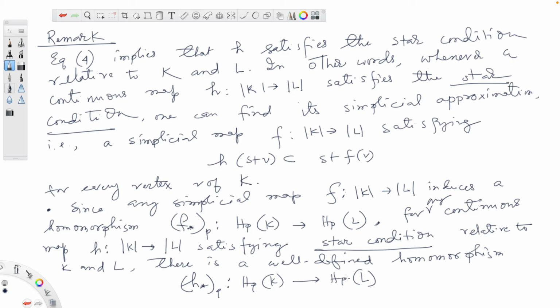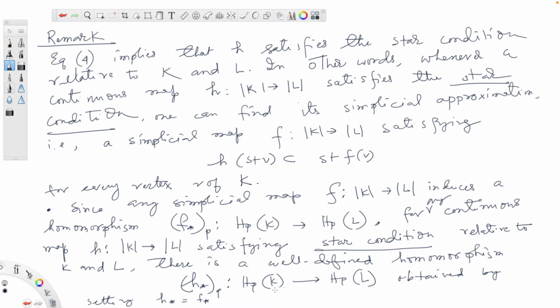Okay, so it tells us that in the case when h is just a continuous map satisfying the star condition relative to K and L, we can also induce a group homomorphism at the level of the homology groups, which is given by h star of p. And this is obtained by setting h star to be equal to f star, where f is the simplicial approximation to h.